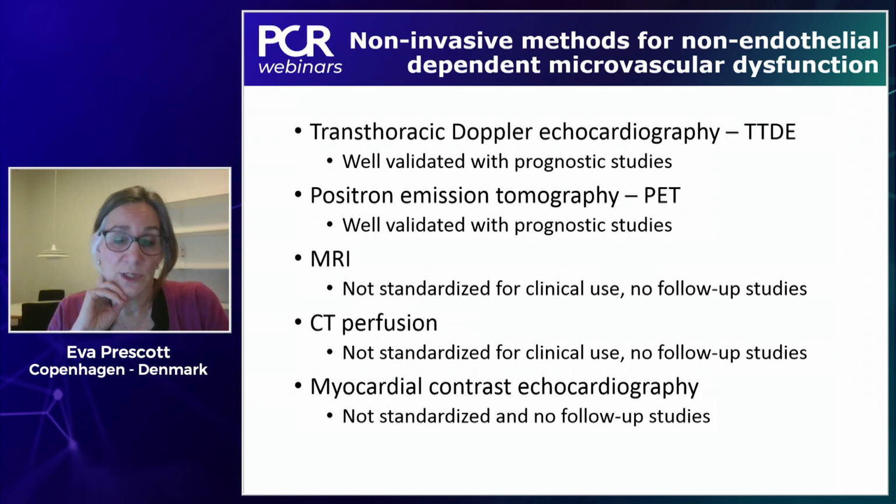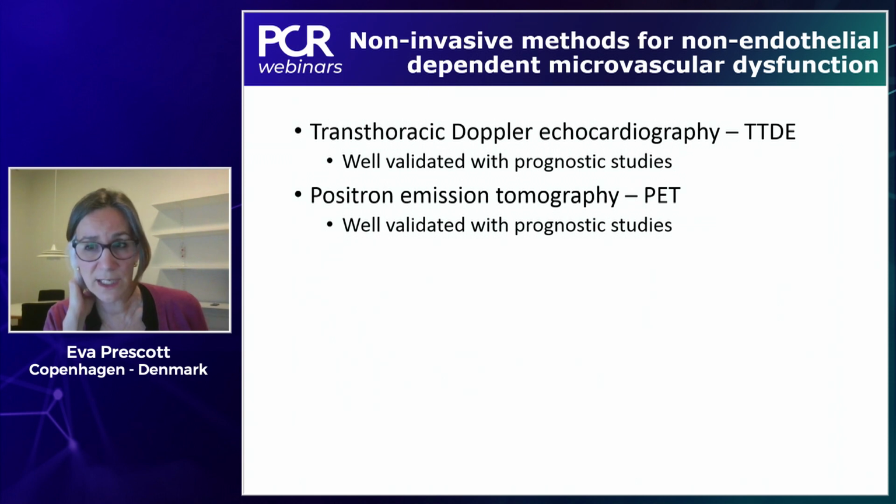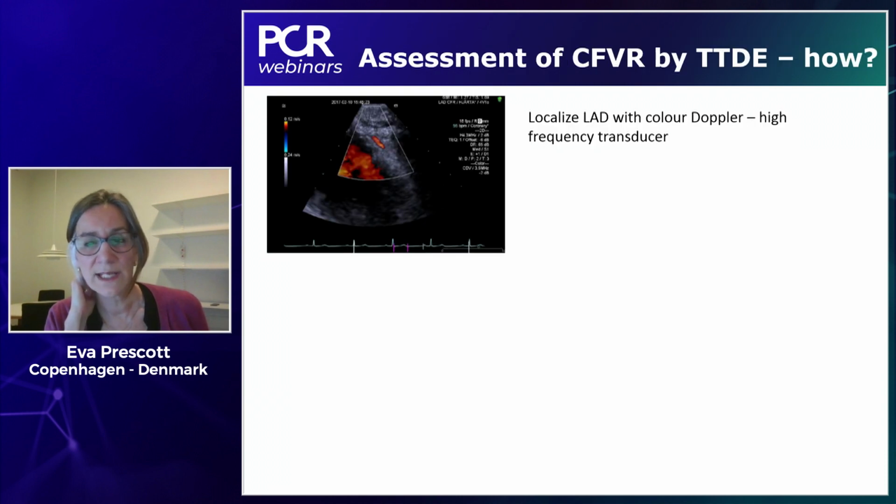MRI would be beautiful if we could do it. Small studies are coming out indicating that it can be used for microvascular dysfunction, but it hasn't been standardized across laboratories yet, and there are no follow-up studies showing that we can use it. So I don't think it's clinical prime time yet. The same is true for CT perfusion. Probably it will be there in a few years, but it hasn't been standardized across labs, and there are no follow-up studies. And that's also true for myocardial contrast echocardiography. So I'm only going to be discussing echo and PET and showing you the data on the validity and the usefulness of these.